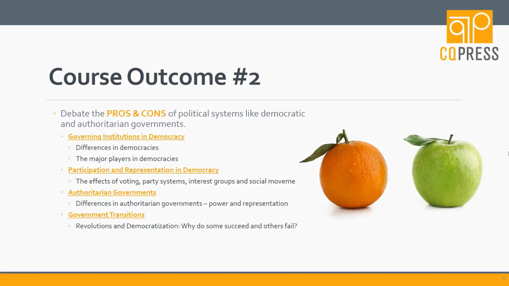Students will then go on to discuss authoritarian governments. Like democracies, there are different types of authoritarian governments. They need to know the limits of power and the level of representation available under different regimes. Finally, students learn more about government transitions. So in other words, how do regime changes occur? From revolutions to democratization, this outcome will describe the role of the military in regime changes and discuss reasons for success and failure.